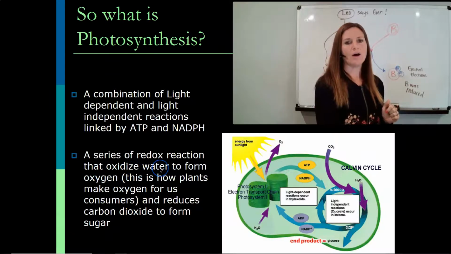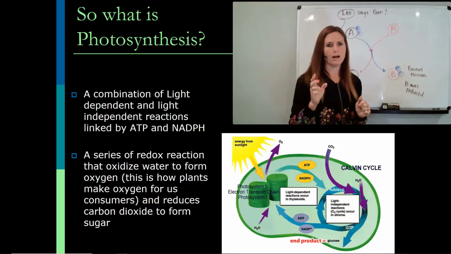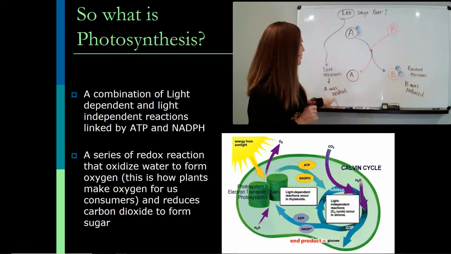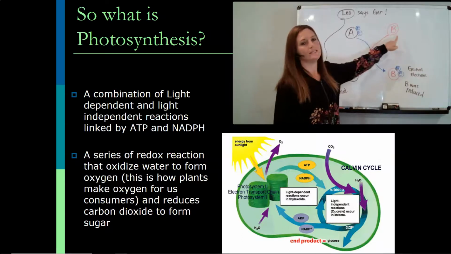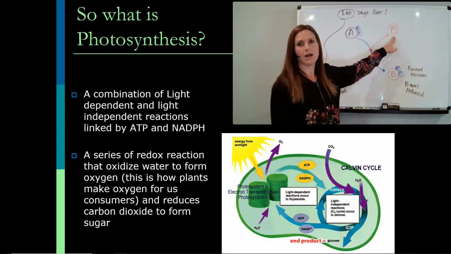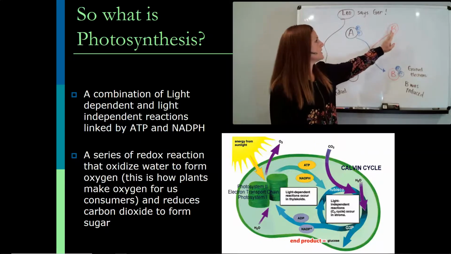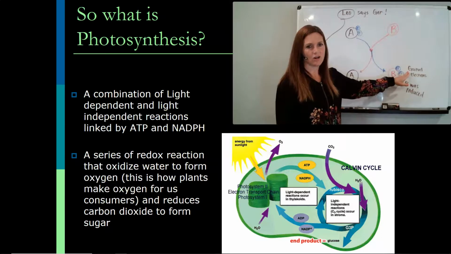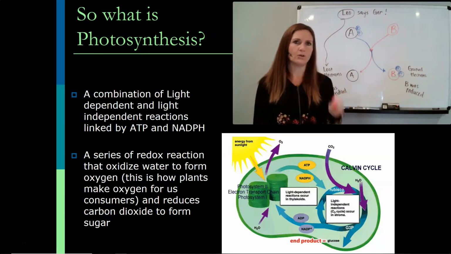So we said that water is oxidized to form oxygen. And I just said that we were going to steal electrons from water. So if water loses electrons, water gets oxidized during photosynthesis. And we said that we're going to take carbon dioxide and we're going to add electrons to it until it becomes like sugar. So if I'm going to take carbon dioxide and I'm going to give it electrons, gain electrons, then carbon dioxide gets reduced to form glucose.